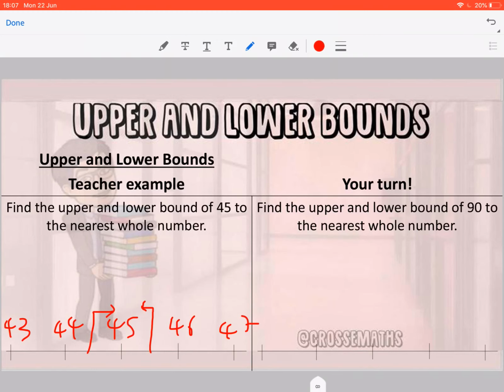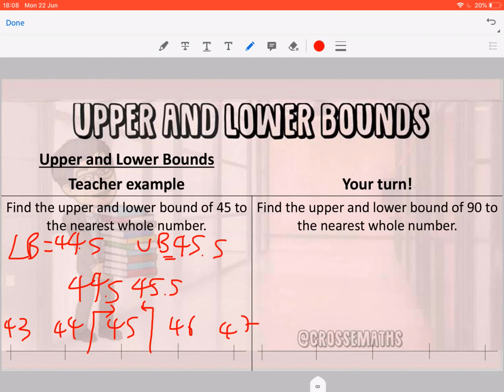Remember with the nearest 10, you halved it, added it on and took it away, because it was 5 above and 5 below. It's the same thing with this. If it's to the nearest whole number, it could have been anywhere up to 45.5 or anywhere down to 44.5, and both of those would work. So the lower bound is 44.5, the upper bound is 45.5. Really straightforward. Pause the video now and have a go at the same thing with the number 90.